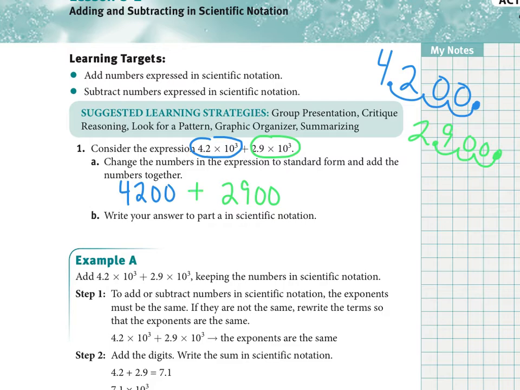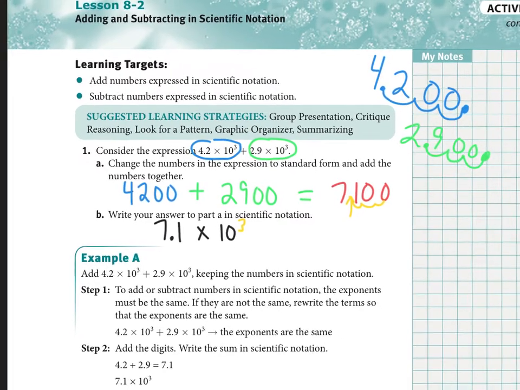If we want to add those two numbers together, 42 plus 29 should be 7,100. Can we write our answer in scientific notation? If we want to write 7,100 in scientific notation, we need a number between 1 and 10, so it would be written as 7.1 times 10 to the, and the decimal would have to move 1, 2, 3 times. So it should be 7.1 times 10 to the third power.